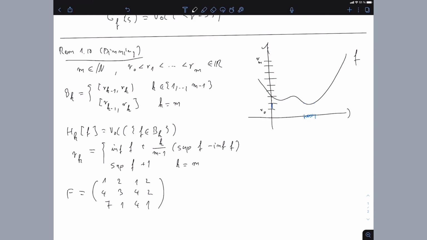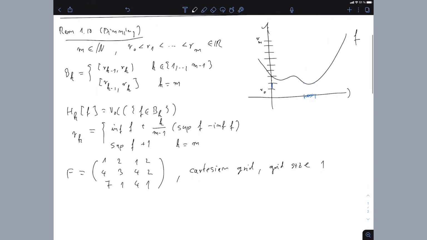So this is my image, and I need to specify what kind of grid this is. It's a Cartesian grid with grid size 1. That way I know how big this Omega is that we are discretizing.